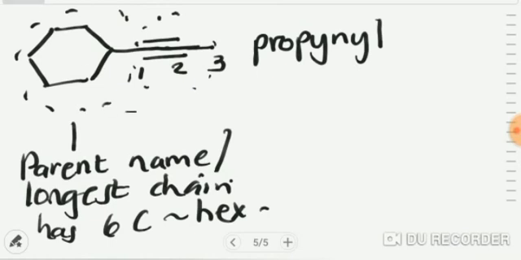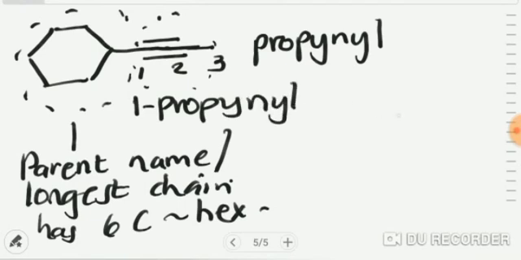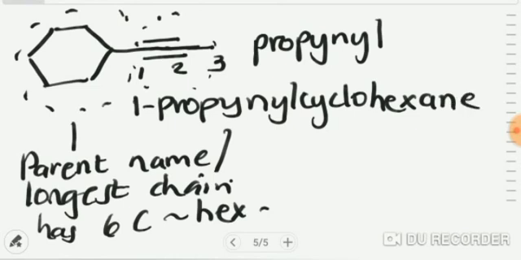The positioning of this substituent doesn't really matter. You can either choose to put it or not. So when we name it, we can say it's 1-propenyl cyclohexane. Even if you put the name without the position number 1, you'll still get a mark. So now let's move to the next one. Let's see how it looks.